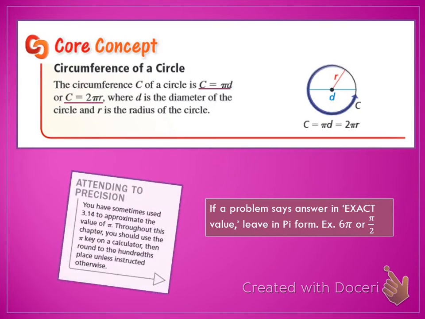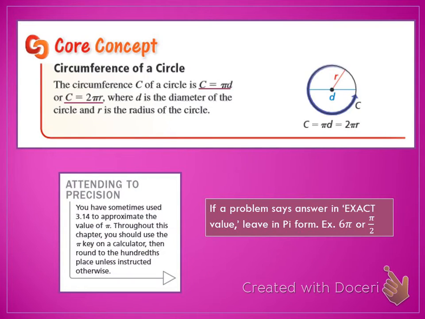So the last thing to note is if you see the word exact. In number 3, the third box, I think the bottom left, go ahead and highlight the word exact. You will like when you see the word exact. It means leave it in pi form. So number 3, it says exact. Leave it in pi form. You will not multiply by 3.14. You would literally say 3 pi, 6 pi, 7 pi. Or in this case, this is pi divided by 2.